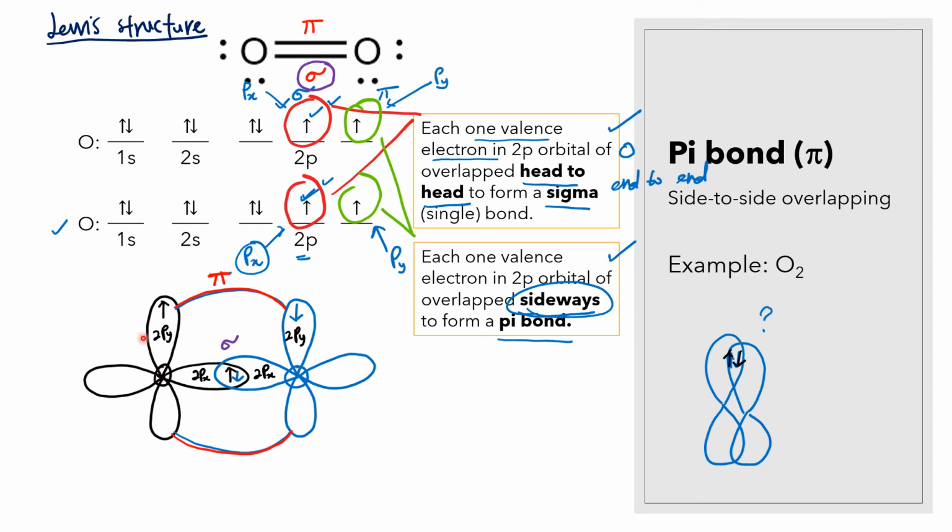Okay, so this is py dumbbell. Okay, dumbbell untuk py. So labelkan pada satu kelopak sahaja. Okay, yang ni tak payah, tak perlu labelkan. Sama juga dengan another px over here. So ada dua kelopak di sini, labelkan pada satu kelopak sahaja.